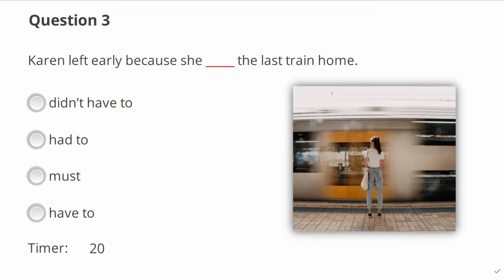Karen left early because the last train home. So think about the options that we have at the moment. Didn't have to, had to, must and have to. If you need more time, press that pause button on your video.